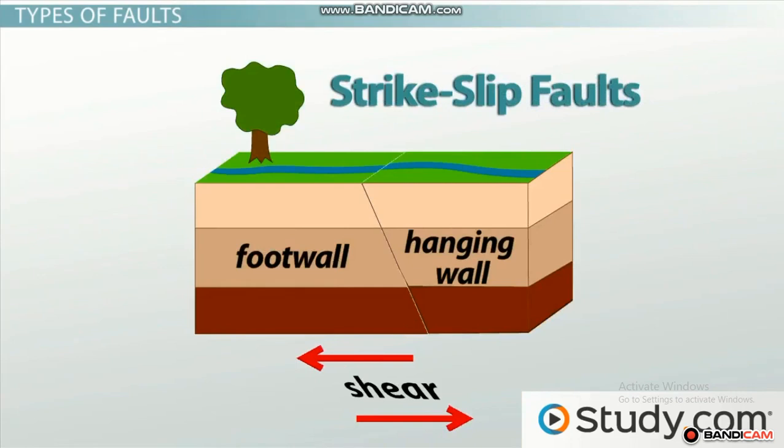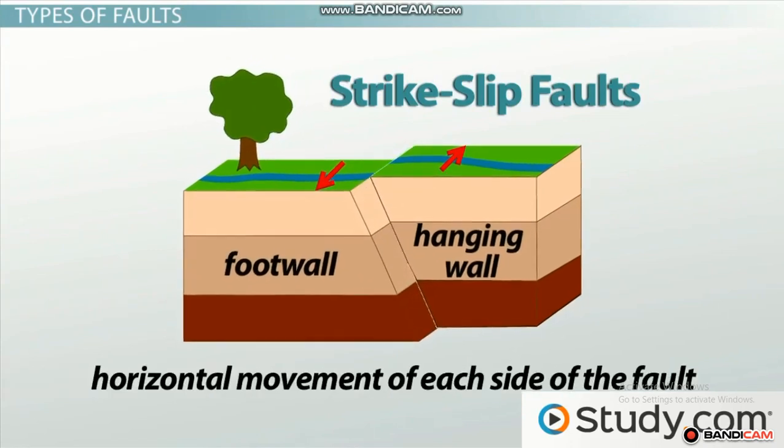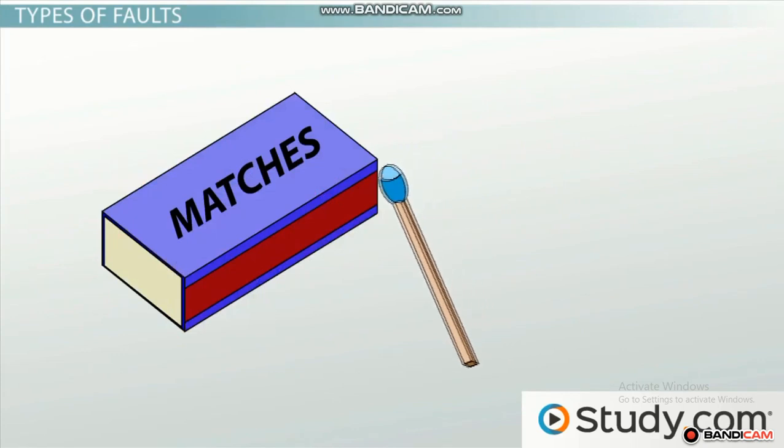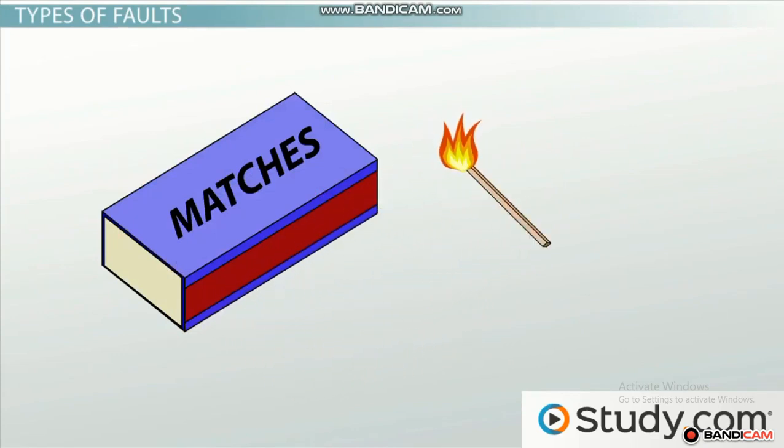Shear stress, meaning rocks moving horizontally against each other, creates strike-slip faults. There's no vertical movement of either the hanging wall or footwall, just horizontal movement of each side of the fault. You can think of this like striking a match. You have to strike it horizontally along the strip to get it to light, and once it does that slip, you get a sudden flame.